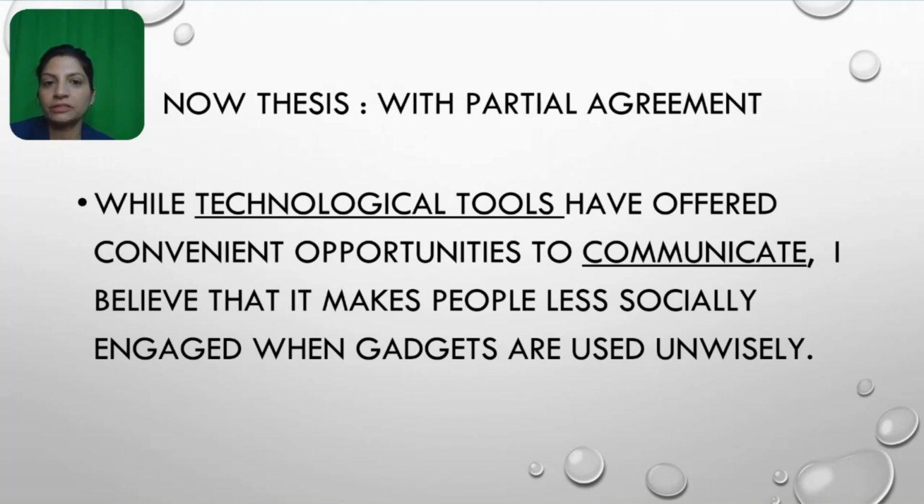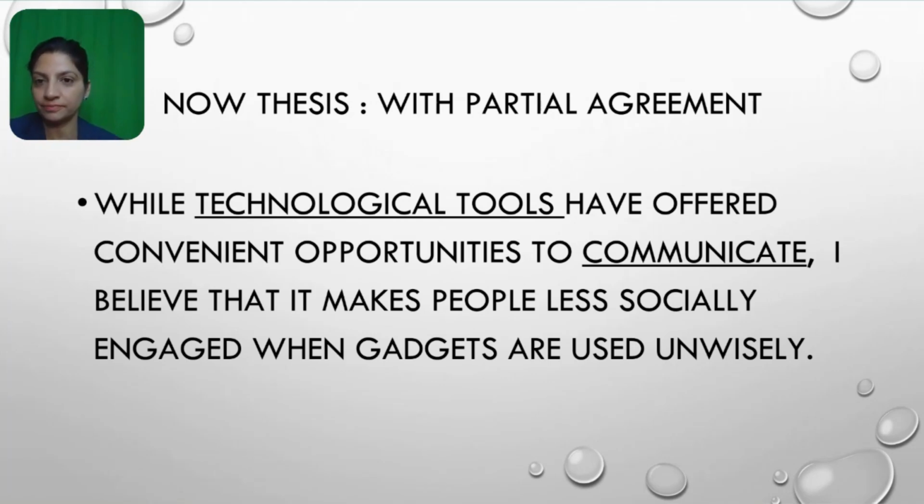Now I'm going to read the thesis statement with partial agreement, which I've written with while. When we use while, we make a sentence complex. I'm going to read that. While technological tools have offered convenient opportunities to communicate, I believe that it makes people less socially engaged when gadgets are used unwisely. So, when I'm using while, I'm trying to make a balanced opinion because I've given a kind of a condition.